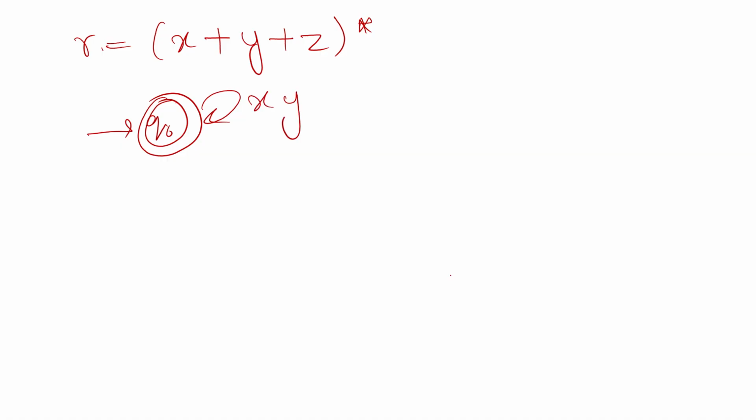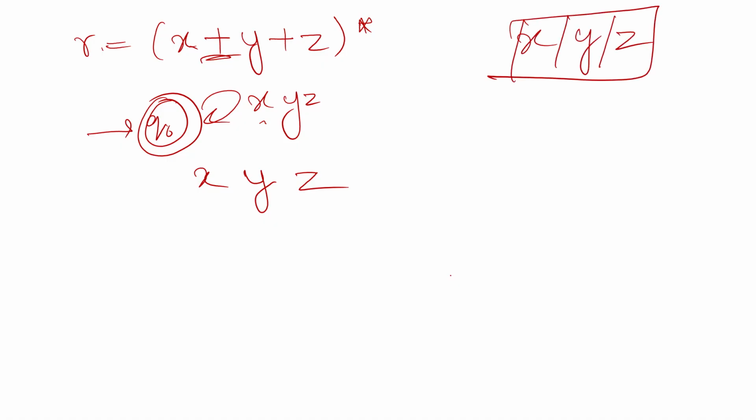So can we write it like this? This will be a wrong answer. Why? Because this means that we should have an x, we should also have a y, and we should also have a z. But we have a plus sign. Plus means x, y, z, any of them.